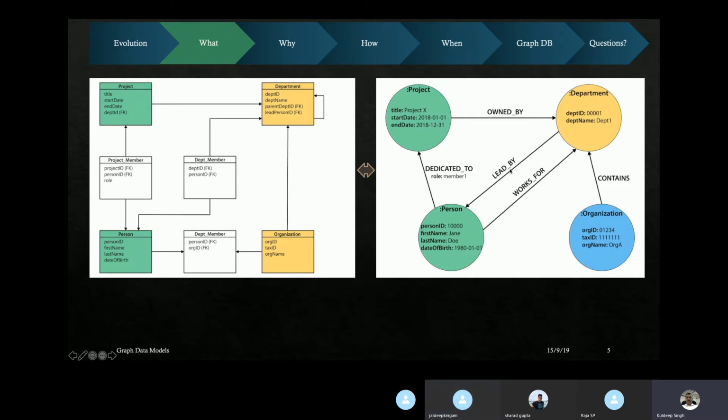But here, if you see, this role member is actually a property of this relationship. Title, start date, end date, person ID, first name, these are the attributes of the person. And person itself is actually a label. So you can label a node with more than one label. You can say it's a person, or you can say it's an author also. These labels will decide which relationships to take. If you say author, you can follow the author subgraph.